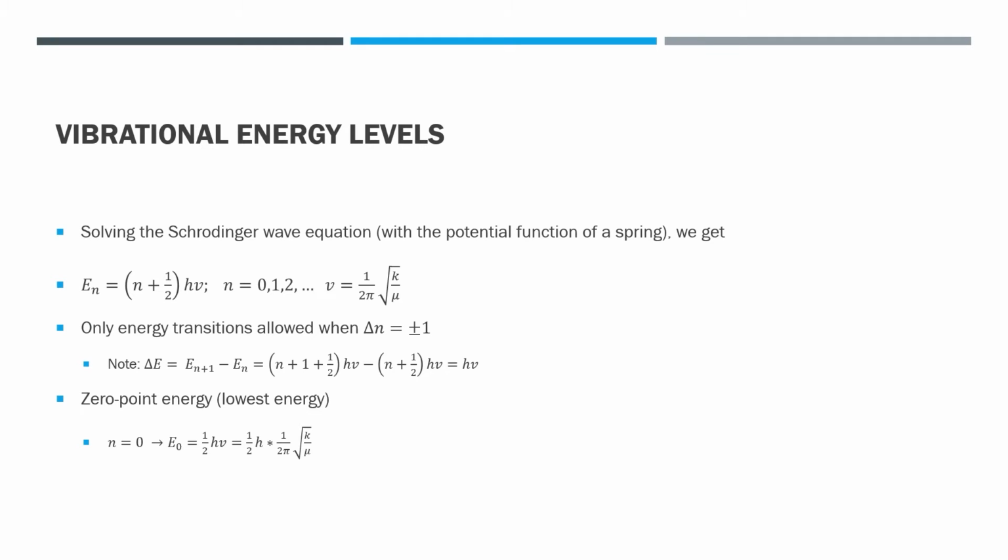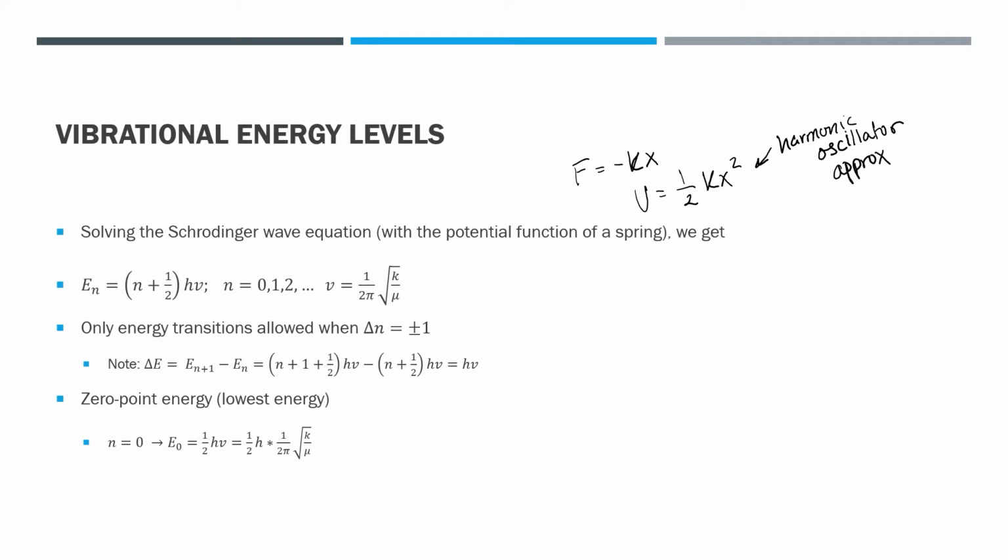Okay, so now let's talk about vibrational energy levels. When we solve the Schrodinger wave equation with the potential function of a spring, remember that we had Hooke's law: force equals negative kx. If we integrate this to find the potential, we get that the potential function of a spring equals half kx squared when we look at a harmonic oscillator approximation. And this you learn in physics when you take a physics class.